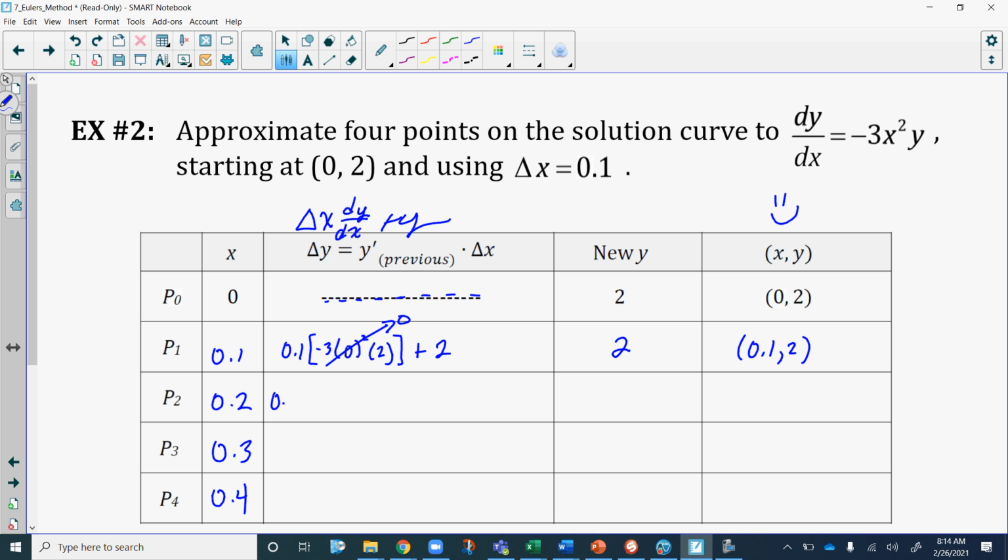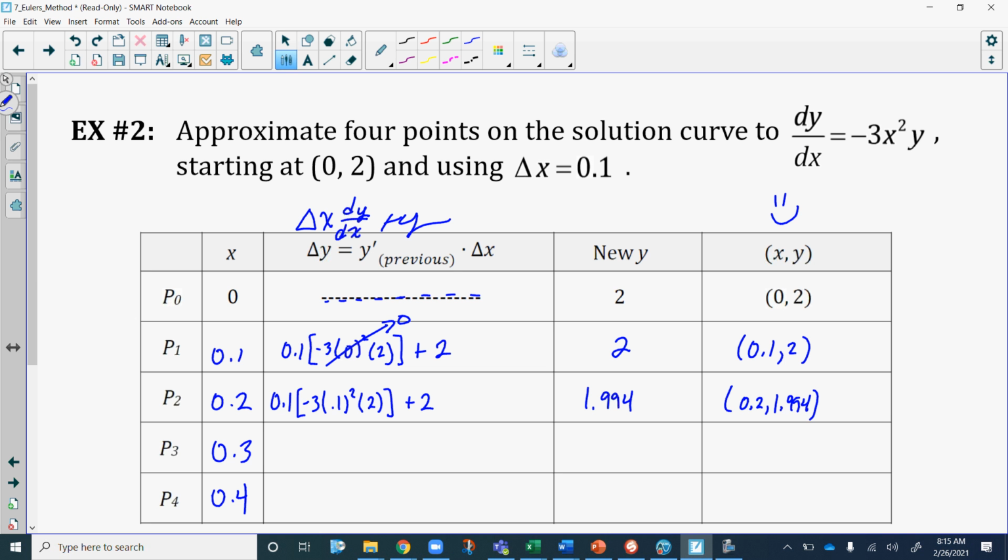So here 0.1, delta x is constant in the process that we're doing. -3. Now here I'm going to substitute my previous x value, which in this case is a 0.1, and I square it. And the previous y value in this case is a 2 again. And I say plus 2. And if I type all of that into my calculator, we're going to get a 1.994.